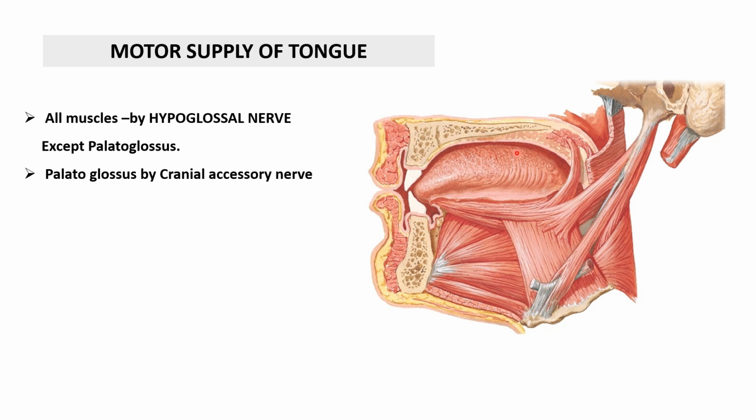Under the topic nerve supply of the tongue, we have to explain two headings. Motor innervation of the tongue, that is how the muscles of the tongue are getting their motor supply. Next is sensory innervation. So for the motor innervation of the tongue, there are totally 8 muscles. Out of 8 muscles, 7 muscles are supplied by the 12th cranial nerve, that is hypoglossal nerve. The remaining 1 muscle is palatoglossus. This is supplied by the cranial root of accessory nerve through the pharyngeal plexus. So all muscles of the tongue are supplied by hypoglossal nerve except palatoglossus. Palatoglossus is supplied by cranial accessory nerve through pharyngeal plexus.